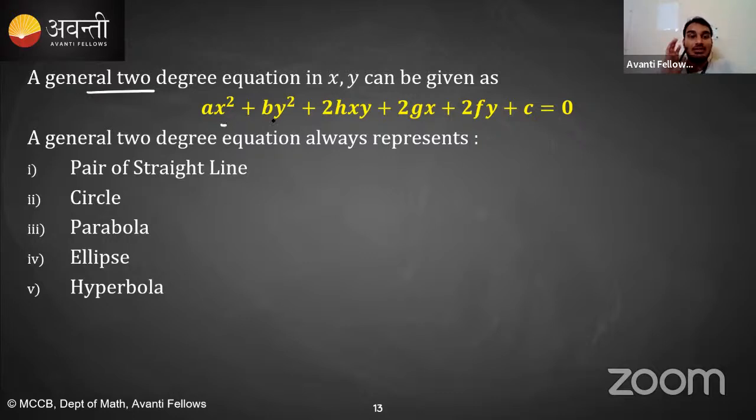So student, this general equation of degree 2 can represent many things. It may represent a pair of straight lines, it may represent a circle or parabola or ellipse or hyperbola, depending upon the constants, where I forgot to mention that a, b, h, g, f, c all are constants.